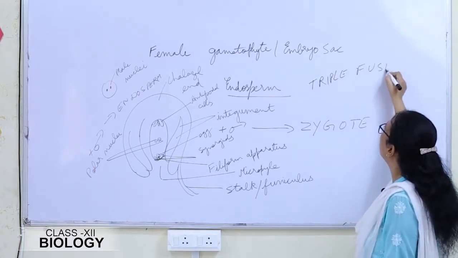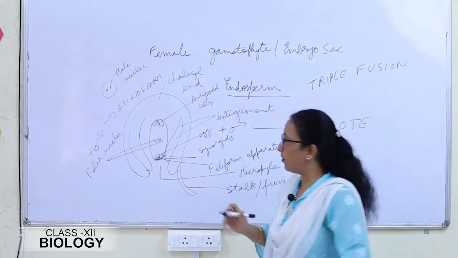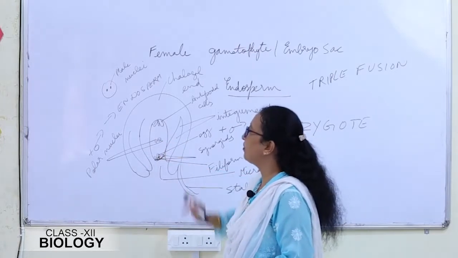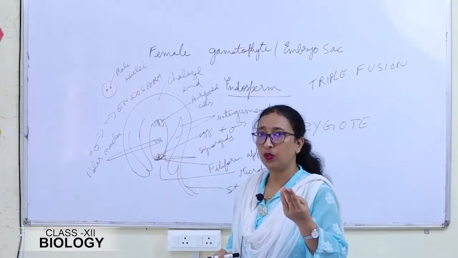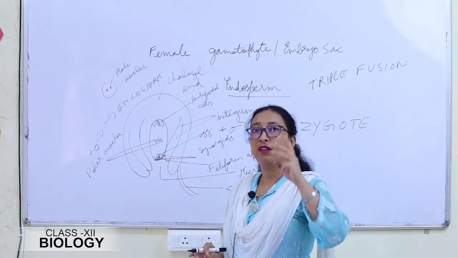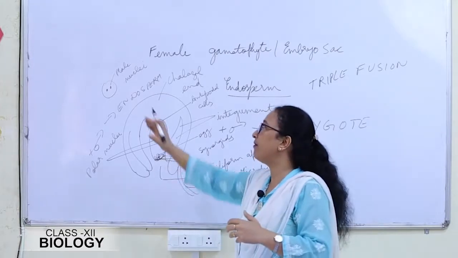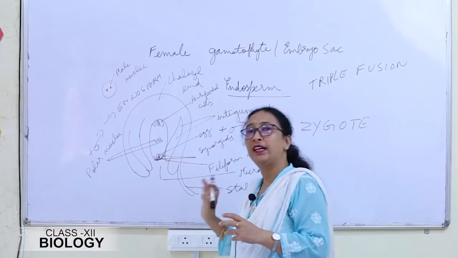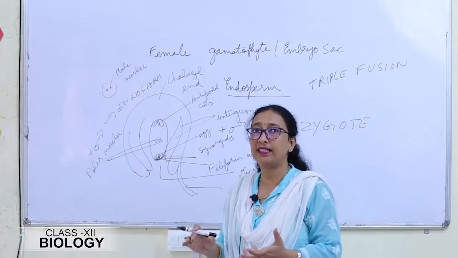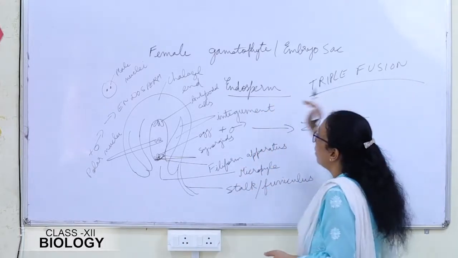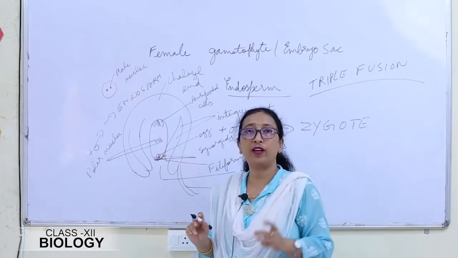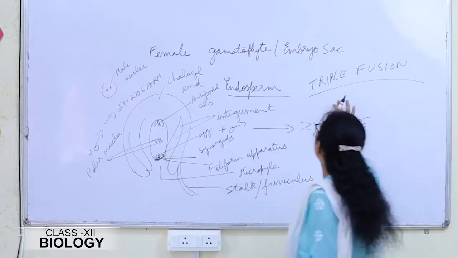Why is it known as triple fusion? Because three nuclei are involved in this. One nucleus of the egg and two nuclei of the polar nuclei. That is three haploid nuclei fused, not together, but separately. One with one male nucleus and the other two with another male nucleus. So it is known as triple fusion. One haploid nucleus is your egg cell, and two haploid nuclei are your polar nuclei. Hence it is known as triple fusion.